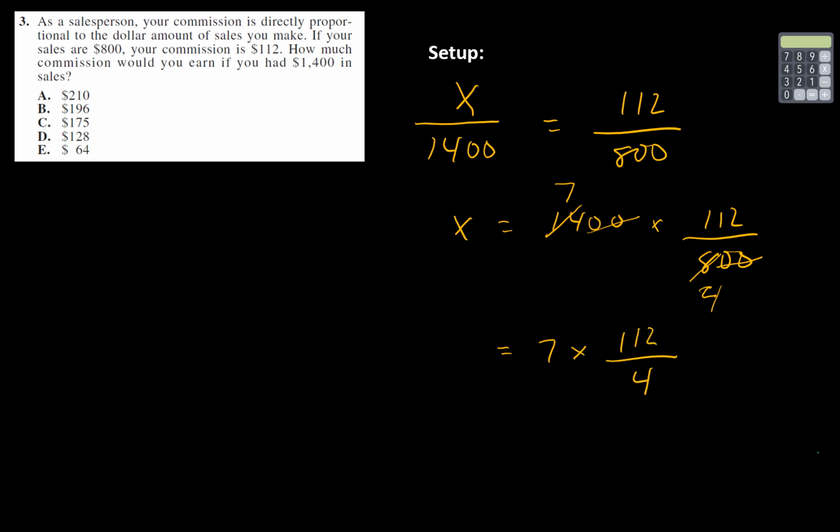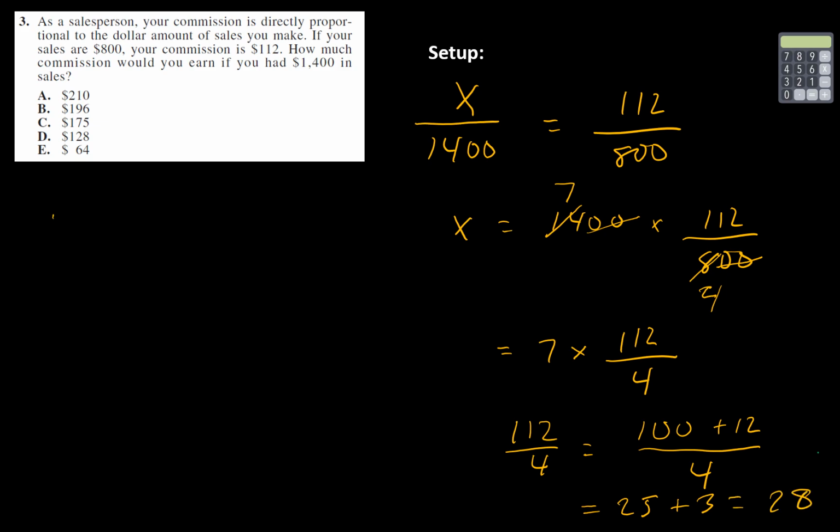Now 112 is divisible by 4 because 112 over 4 is equal to 100 plus 12 over 4. And 100 divided by 4 is 25. And 12 divided by 4 is 3. So that's 28. So in other words, x equals 7 times 28. So 28 times 7 gives us 56. Carry the 5, 14, 19. So 196 is our answer. So the answer is B.